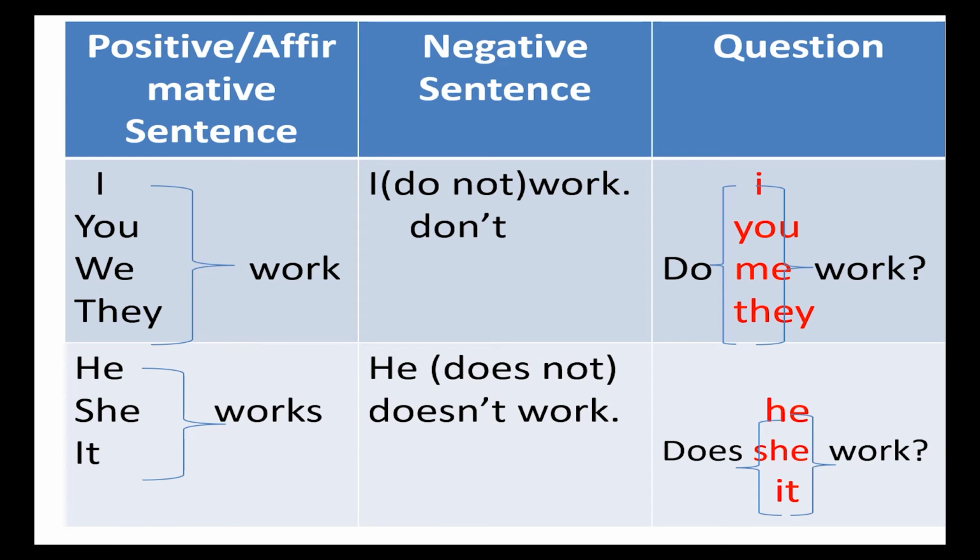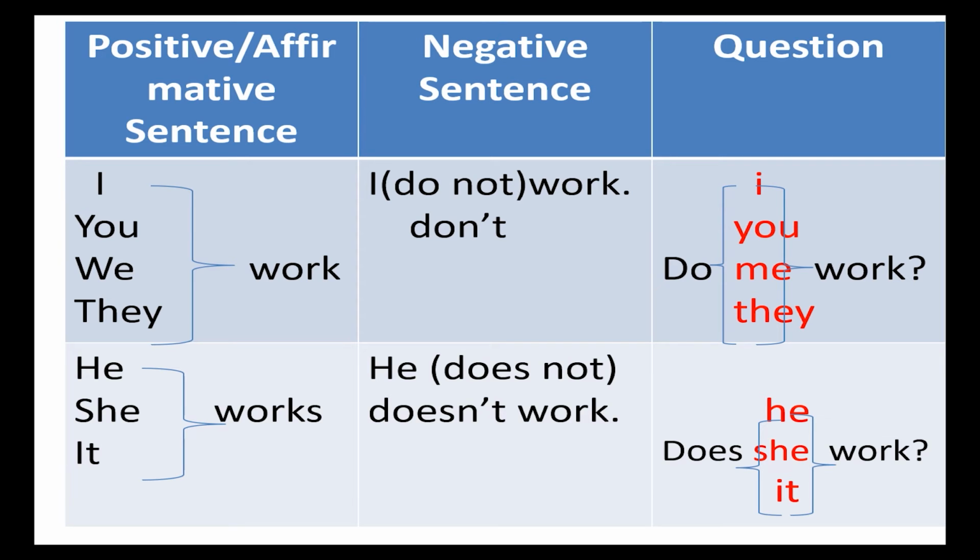Now let's see how to form the present indefinite or present simple tense. I divided it into 3 different sections. First one is positive or affirmative sentence, negative sentence, and questions. Positive or affirmative sentence. So, look, here are some examples. I work, you work, we work, they work. And let's sit down. He works, she works, it works.